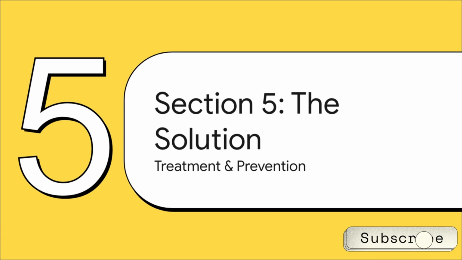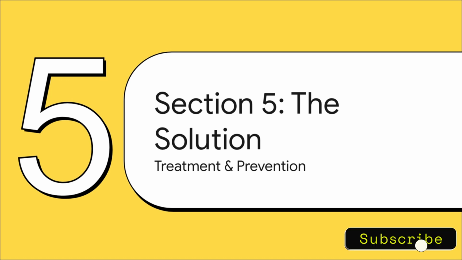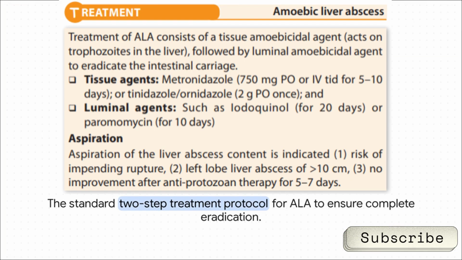So we've got our diagnosis. Now what? How do we treat this? Well, the strategy is a really important two-pronged attack. We have to hit it from two different angles to make sure it's gone for good. And this diagram shows that protocol perfectly. You can't just use one type of drug. You need two different kinds of agents to really knock out the infection and stop it from coming back.